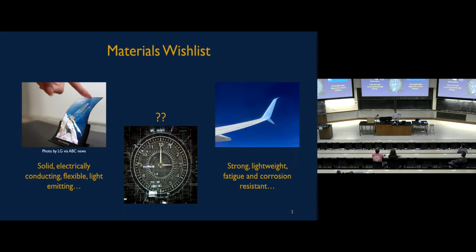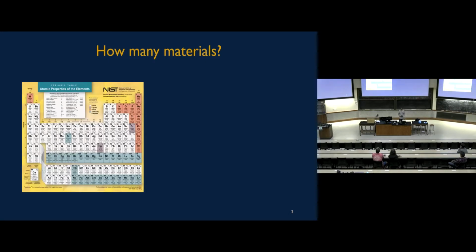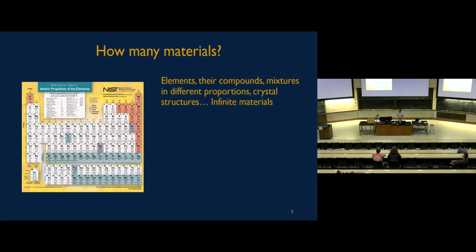So now that I've convinced you that everything comes with a wish list, let's go on to the more important question, which is how do we find materials that satisfy these properties? There's an infinite number of materials that you can have. Here's a periodic table, and it has lots of elements. And these elements can bond together to form compounds. And you can also have mixtures of these compounds in different proportions.